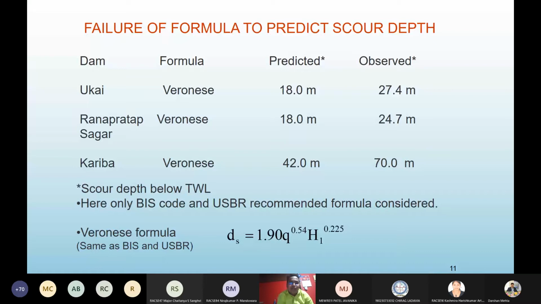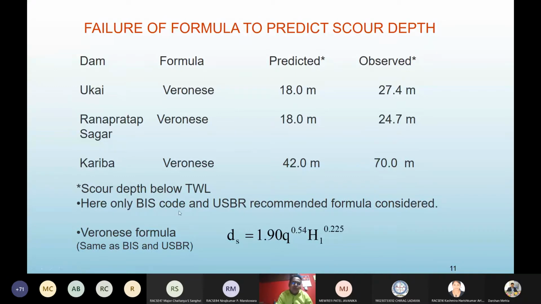In the case of Ukai Dam, maybe in Gujarat, I don't remember whether in Rajasthan or Ukai, Veronese's formula predicted 18 meters, while the observed scour was 27.4 meters. In the case of Rana Pratap Sagar, the formula gives 18 meters, while the actual observed was almost 25 meters. In the case of Kariba Dam, the formula gives 42 meters. Actually, at Kariba Dam, every 5 years the scour goes more than the dam height, so it has almost reached the scour level. Many US dams are now being removed.